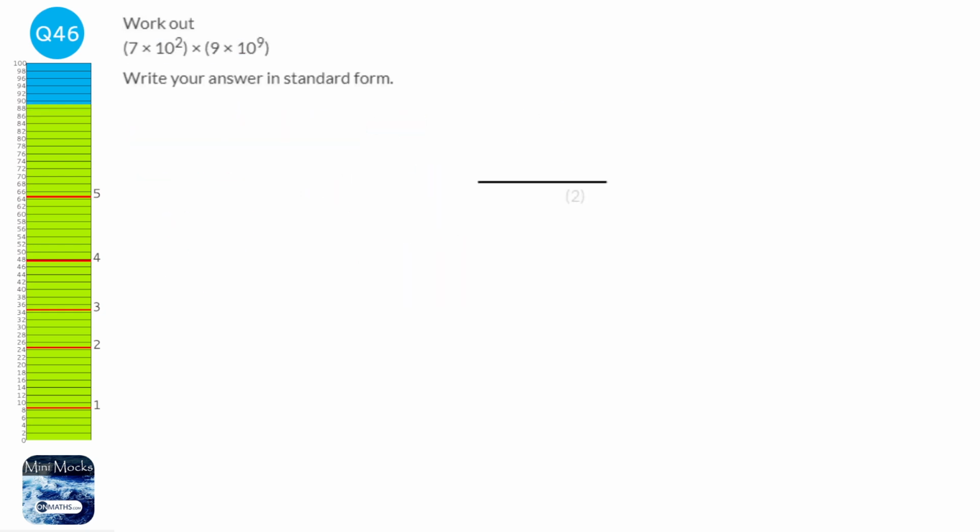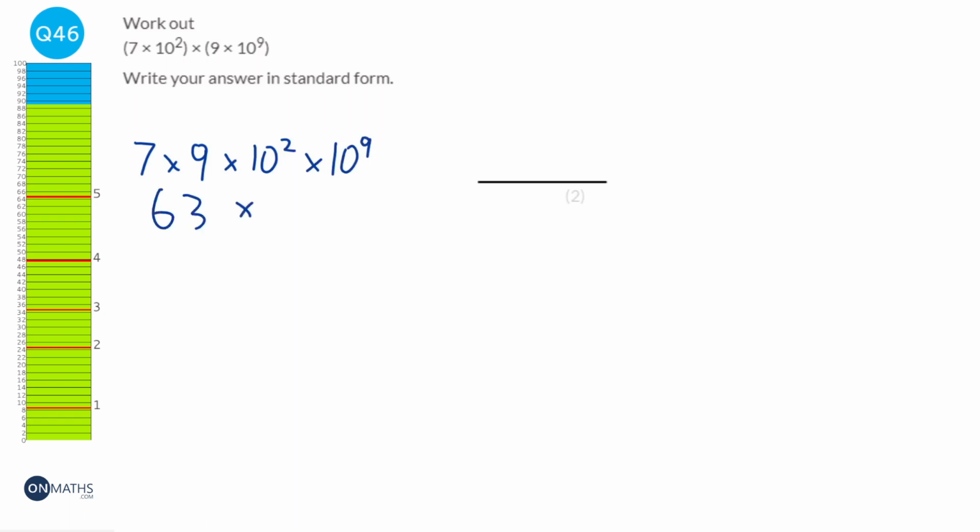When we multiply numbers, it doesn't actually matter which order we multiply them. So I can actually rewrite this as 7 times 9 times 10 to the power of 2 times 10 to the power of 9. 7 times 9 is 63. And 10 to the power of 2 times 10 to the power of 9, we add the powers, so it'd be 10 to the power of 11. Now here we've got a problem. It looks like standard form, but it is not standard form, because standard form has to be a number between 1 and 10, but not including 10. And here we've got 63.